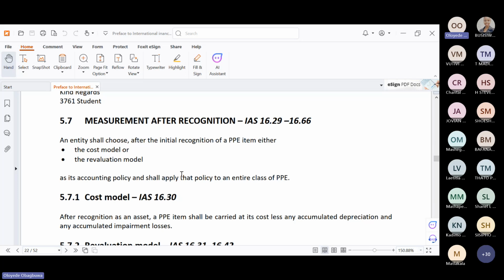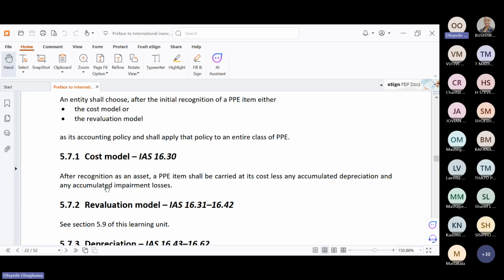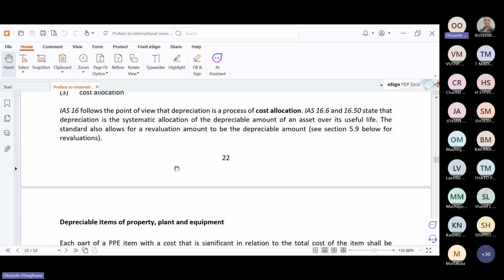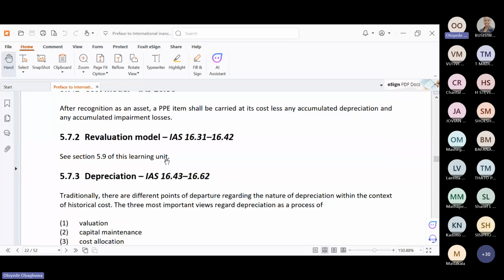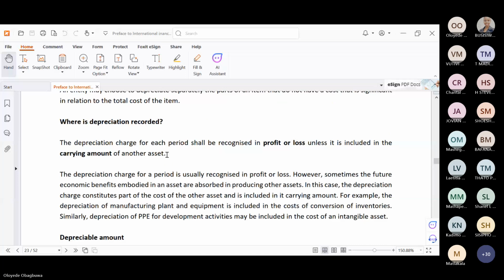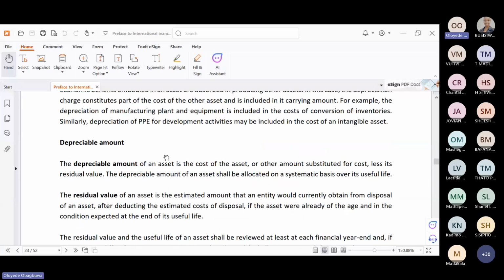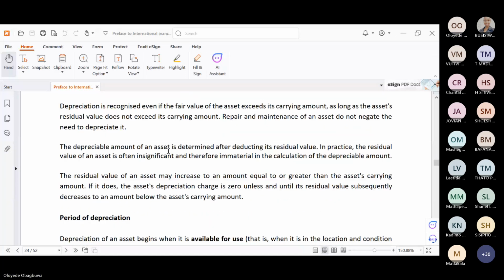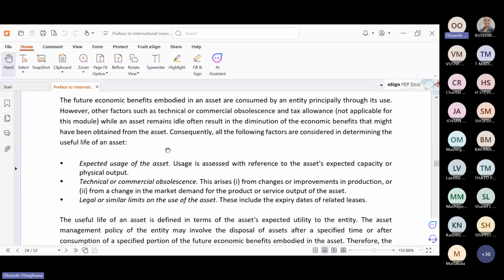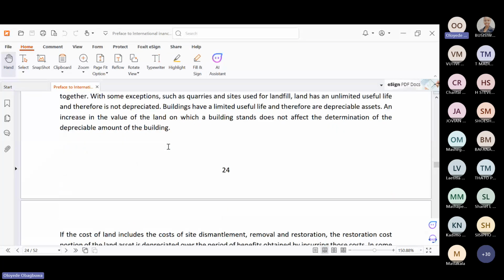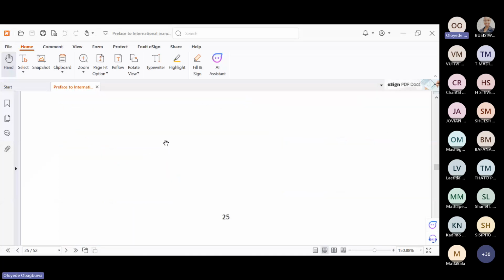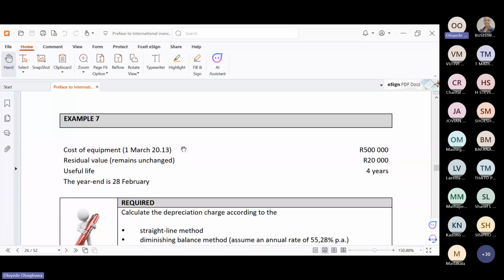Then we talk about measurement after recognition: the cost model, revaluation model, the depreciation. So just go through all these details in the paragraphs. Where is depreciation recorded? Please go through all these details. Let's concentrate on the workings.